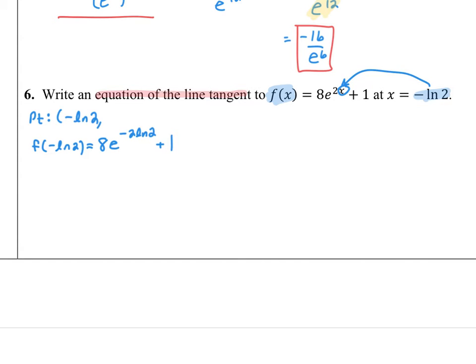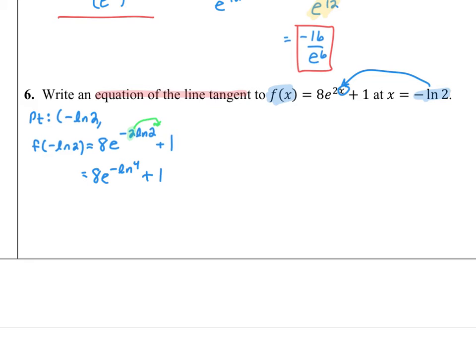Now you're going to see some log properties come into play in the simplifying of this. So I'm going to first take my 2 and make it the exponent of my argument. So that 2 is going to swing up and become an exponent. And just be a little careful here, because I see this e to the natural log and I know they're inverses, but I have to handle that negative first.